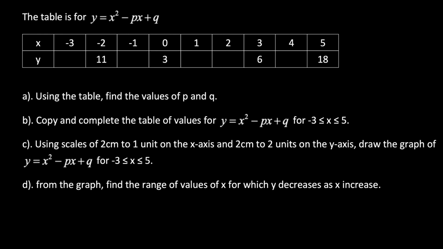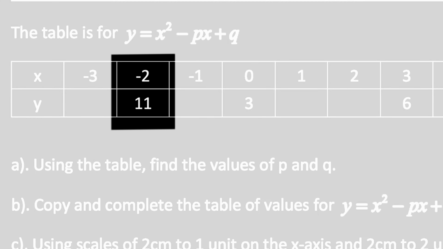So let's begin with our solution for 7a. It says use the table to find the values of p and q. So y is equal to x squared minus px plus q. And we don't know p and q, but we know that when x is 0, y is 3. And when x is -2, y is 11.